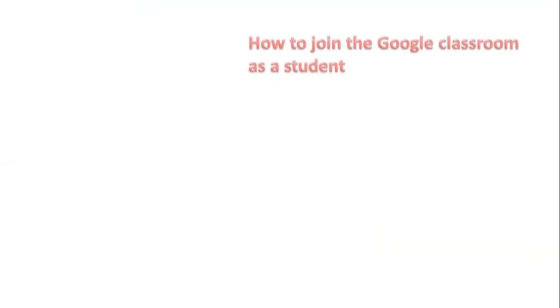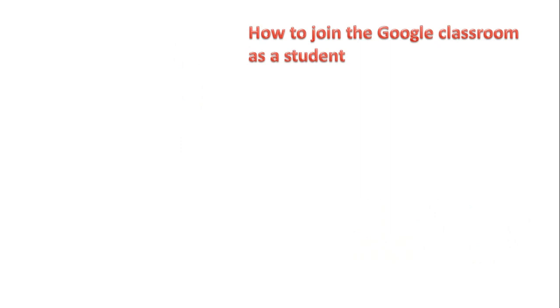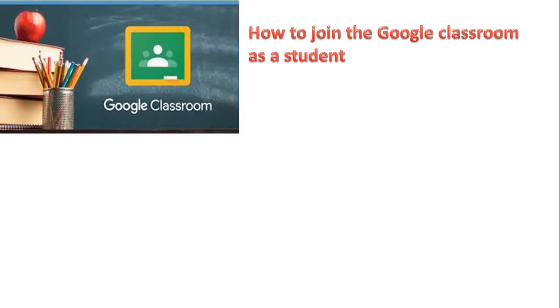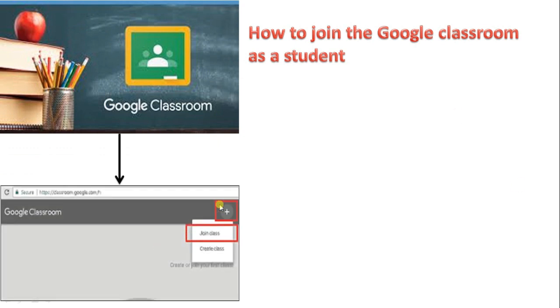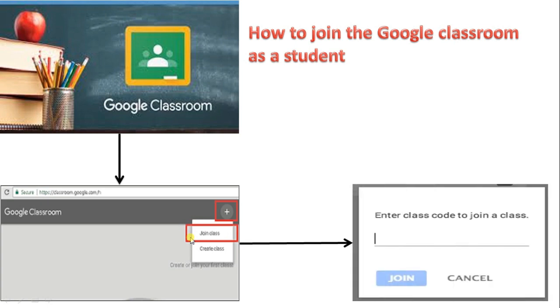Let us see how to join the Google Classroom as a student. This process has to be done only at once in the beginning. Open the Google Classroom app which you have downloaded. At the topmost corner, you can find a plus mark. From the plus mark, move to Join Class. It leads to a menu where you need to enter the code. Kindly enter the code which is assigned. Click on Join. Now the joining process is completed.